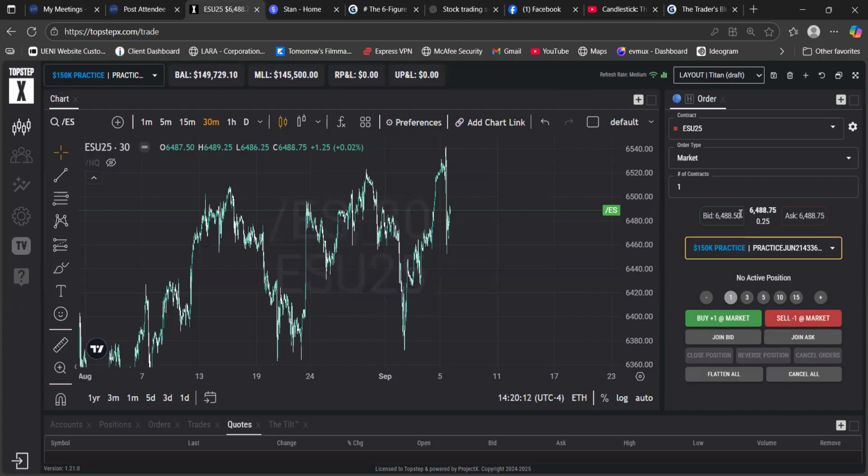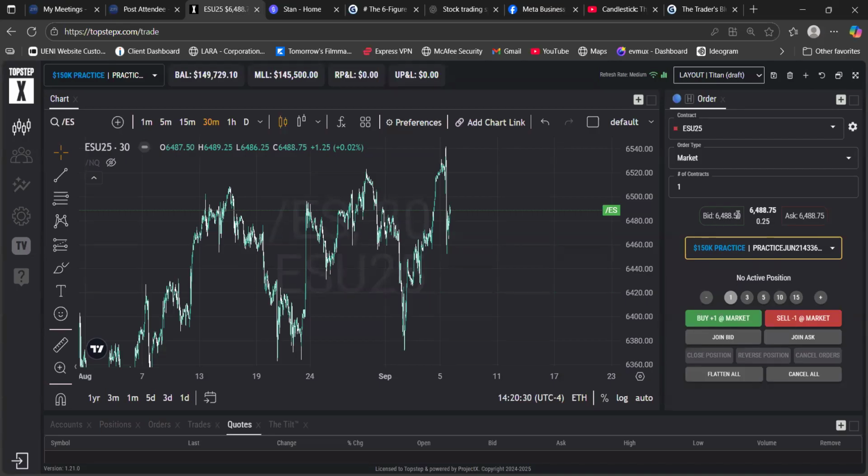Up above here, this is the price, right? This is the price for the buyers, for those that are bidding to go buy, and this is the price for the sellers when they're selling. All right. And right here, this is the actual price.